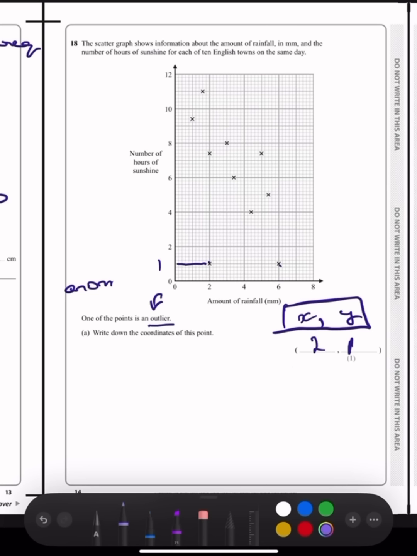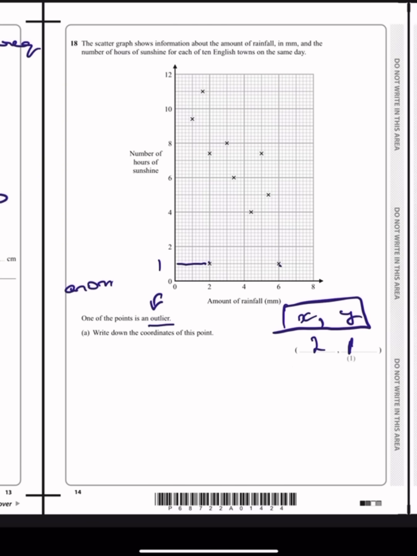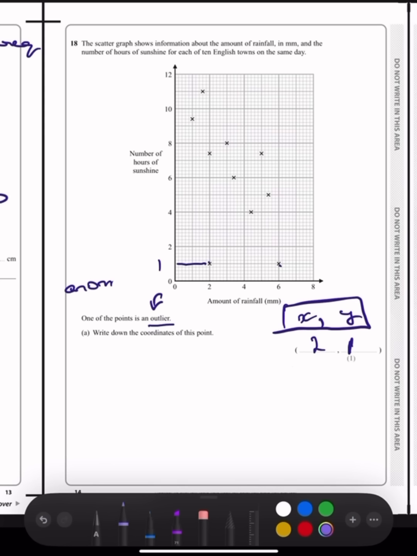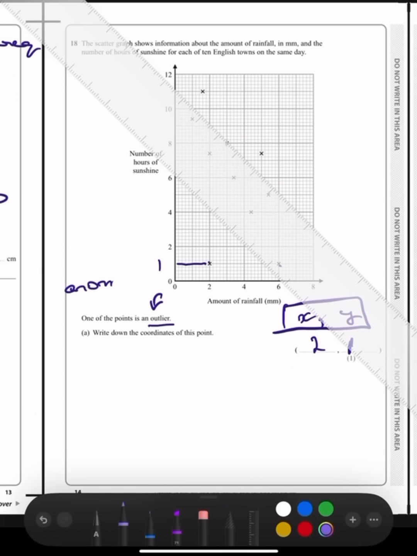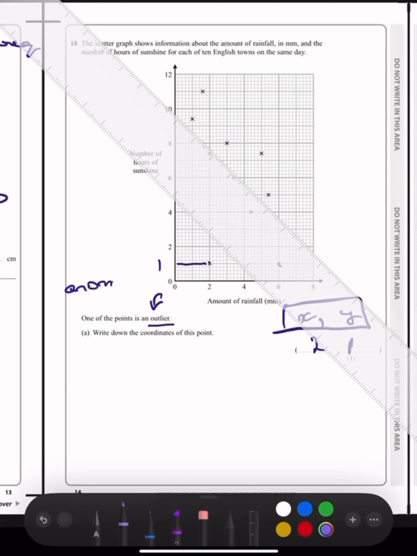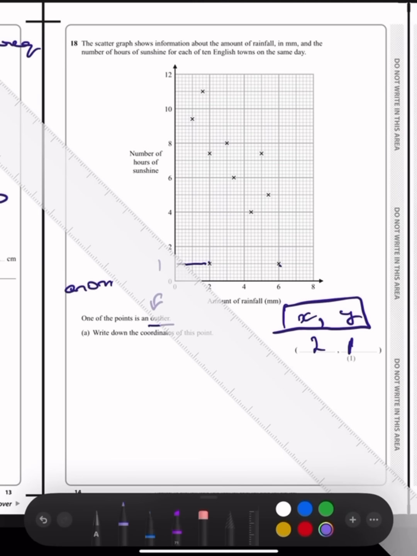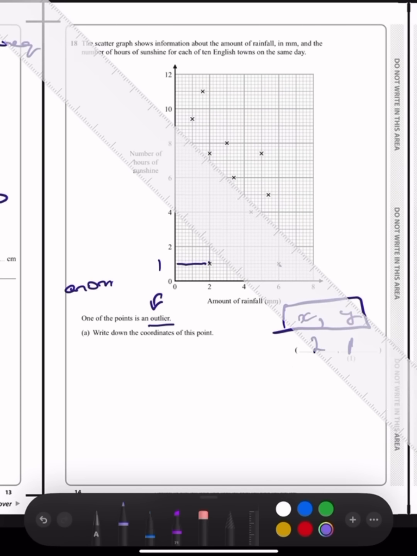Ignoring the outlier, what do we see here? We can clearly state that as the rainfall increases, the sunshine decreases. As you can see here, when the rainfall is increasing 2, 4, 6, 8, we can clearly see the crosses are going down. So if we draw a line here, basically joining a few points to show this correlation, we can clearly draw a line over here.